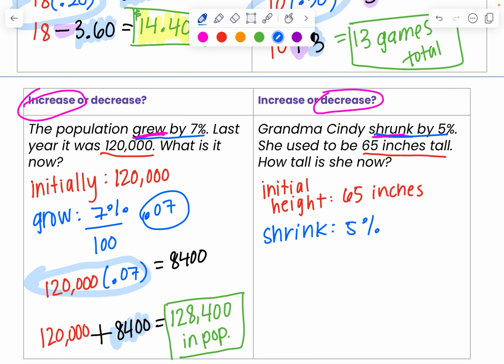In the problems previous, I wrote 13 games total. That's how many games we're hoping to win, right? And then for the first one, 1440, that's the cost of the slippers on sale, right? And again, depending on the context of the problem, if something is growing, we ended up adding that amount. Something is decreasing, we ended up subtracting that amount.